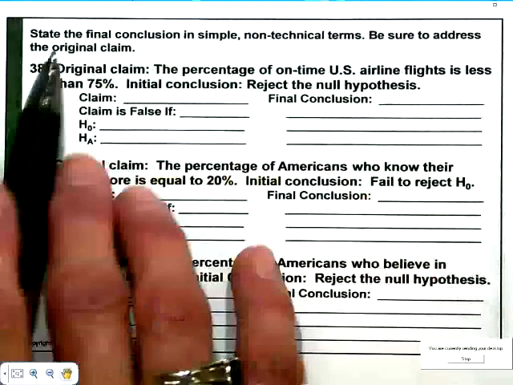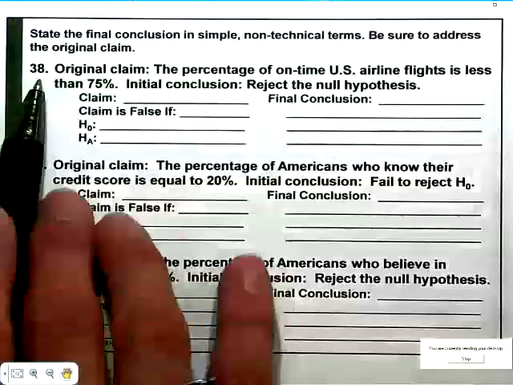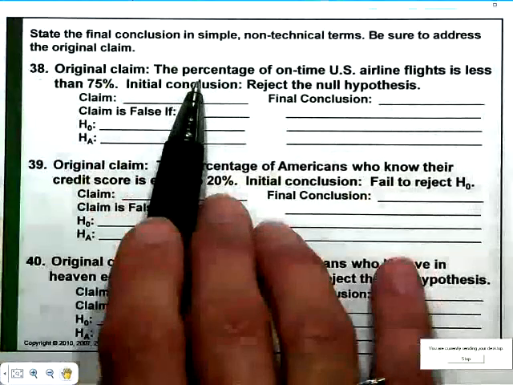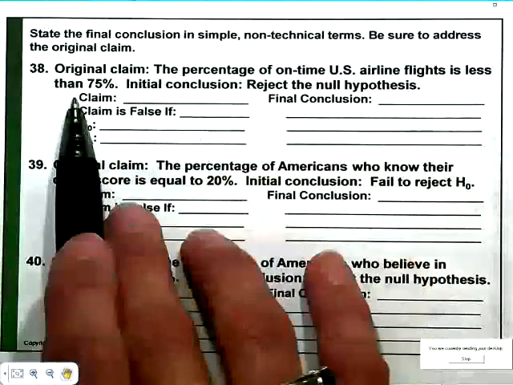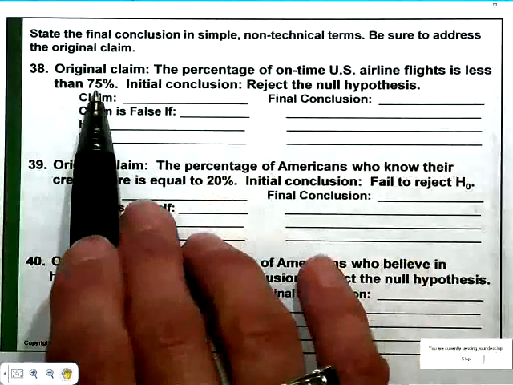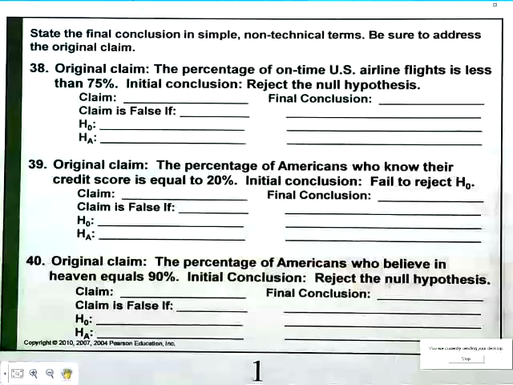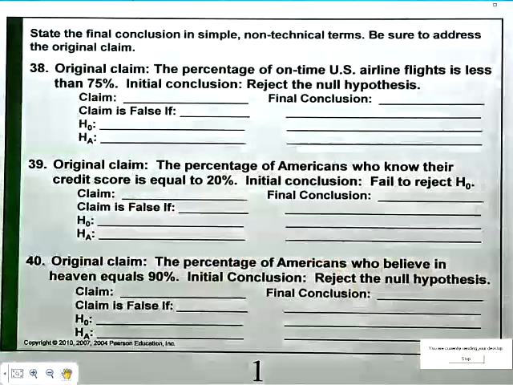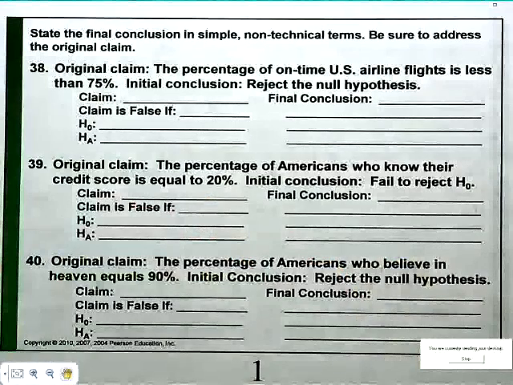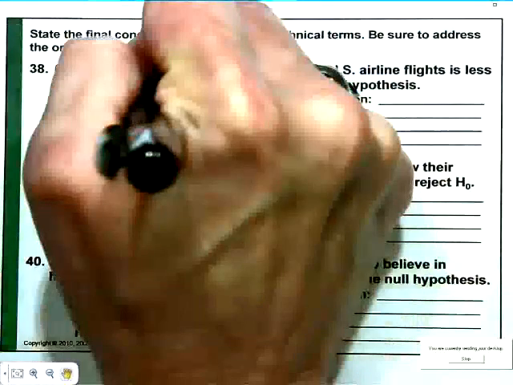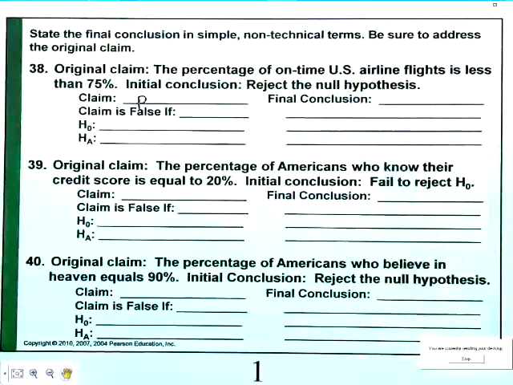All right, number 38. The original claim is the percentage of on-time U.S. airline flights is less than 75%. That's the claim. Are we making a claim about a mean or a proportion? A proportion. The claim is that the proportion is what? Exactly, P is less than 75%, or P is less than 0.75.